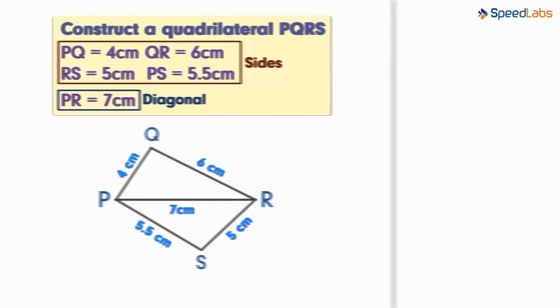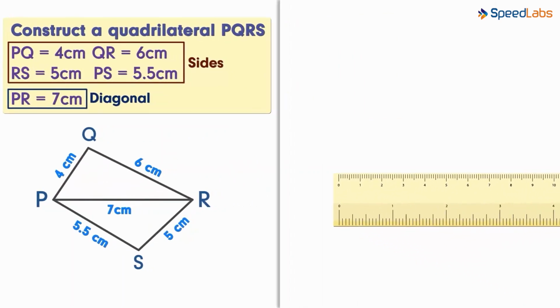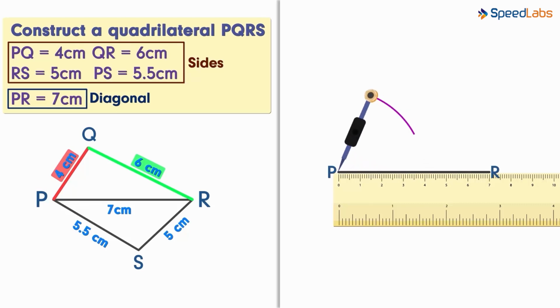Let's start by producing a line segment PR of 7 centimeters. Now we need to draw the line segments PQ and QR. PQ is a 4 centimeters long line segment, while QR is a 6 centimeters long line segment. Place the compass on the point P and take the radius as 4 centimeters and draw an arc towards R, that is to the right of P.